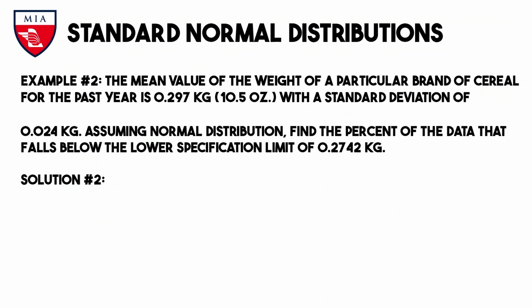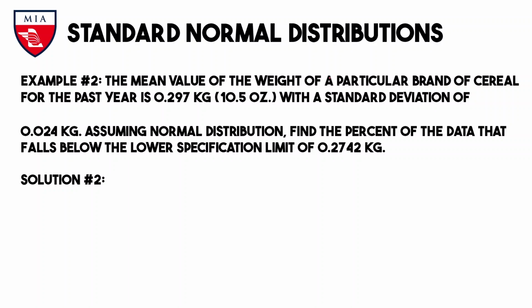Example number 2. The mean value of the weight of a particular brand of cereal for the past year is 0.297 kilograms, with a standard deviation of 0.024 kilograms. Assuming normal distribution, find the percent of data that falls below the lower specification limit of 0.2742. Okay, so let's solve this.